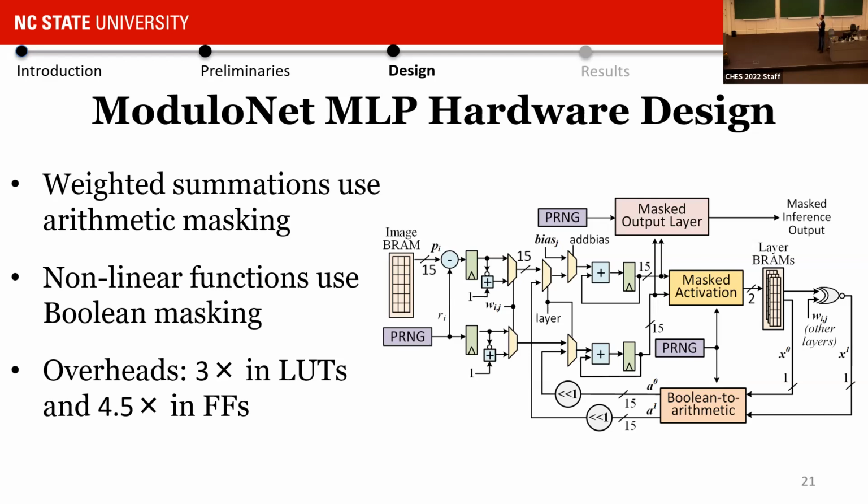Now, because we convert to Boolean shares here, but in the next layer we again want to perform arithmetic masking, we need to convert these shares back from Boolean to arithmetic masking, and that is why we need a B2A converter. Finally, in the last round, the values go into the masked output layer where we get the inference output.